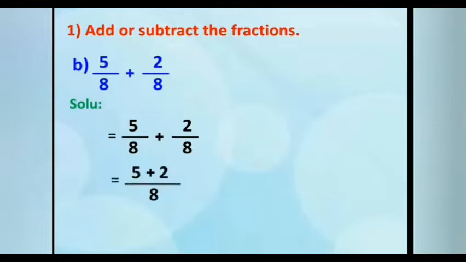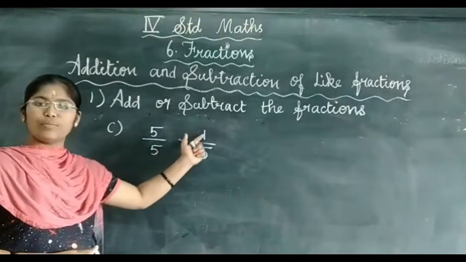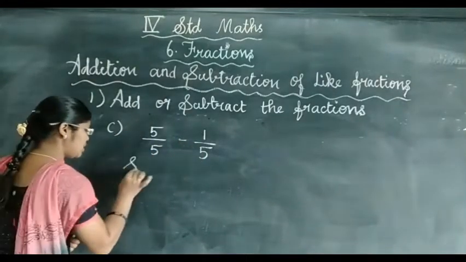5 plus 2 divided by 8. Yes, 5 plus 2 is 7. Yes, 7 by 8. At last, answer is equal to 7 by 8. Is it clear, children? The question is 5 by 5 minus 1 by 5. Solution.